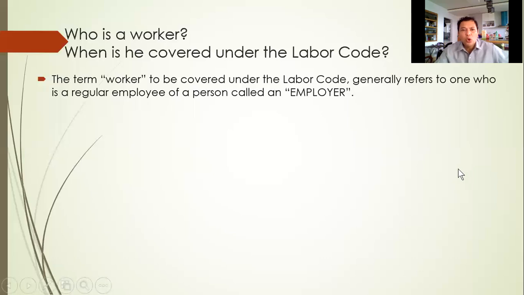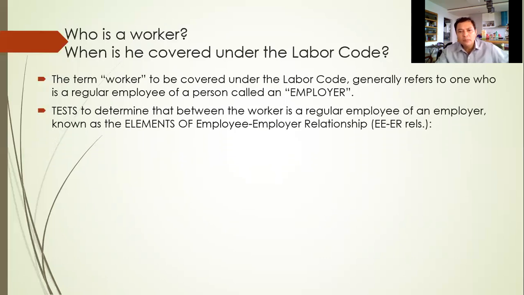So we define who is a worker and when he is covered under the labor code, because there are exceptions. The term worker, to be covered under the labor code, generally refers to one who is a regular employee of a person called an employer. So there's a worker who is an employee of the employer. To determine if he is covered under the labor code, we should know the relationship between the two. And what's that relationship? It is the employee-employer, or employer-employee relationship. So EE here means employee, ER means employer.